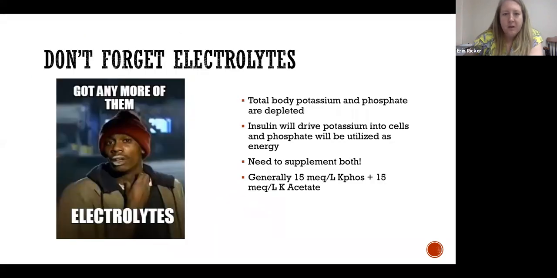All right, don't forget our electrolytes when we're making our fluids. So again, we talked a ton about how our total potassium and phosphate are all depleted. So you want to make sure that you're going to add some potassium into the cells, or excuse me, into the fluids for these patients. Insulin is going to drive potassium in your cell, and that's going to help rebuild these stores, but you need to be able to supplement them. Generally, for our patients here, we'll use 15 MEQs of K-phos and 15 MEQs of K-acetate. You don't want to use a lot of K-acetate in these patients, again, because that can increase their cerebral edema risk.